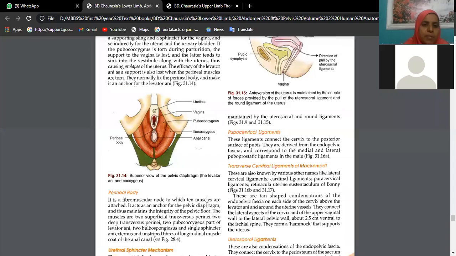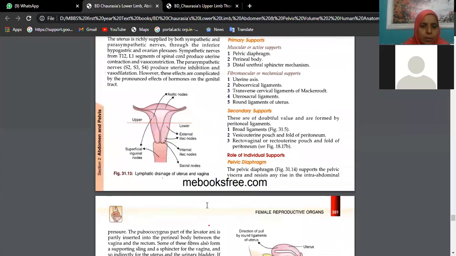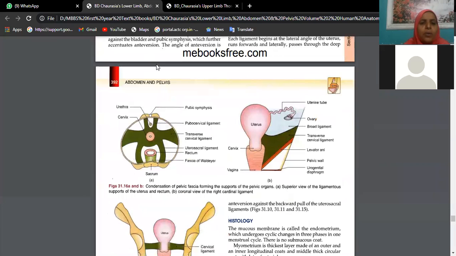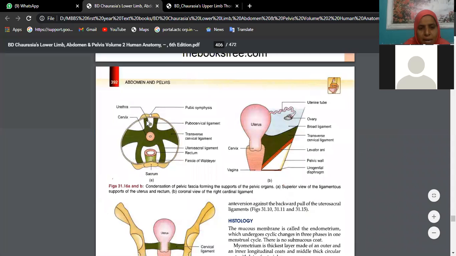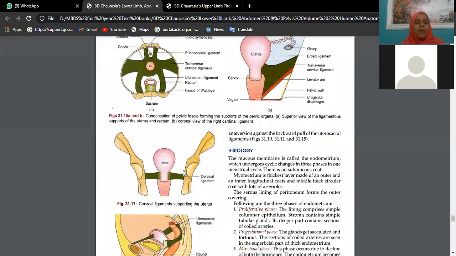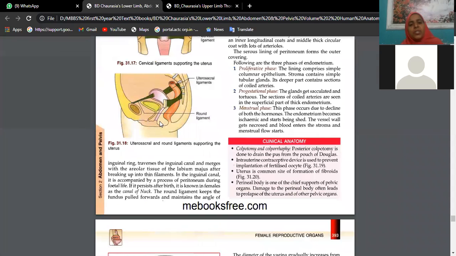See here, these are the ligaments that we have. Okay, this is the cervix. Anteriorly you find the pubocervical ligament, laterally the transverse cervical ligament, and from behind the uterosacral ligament. These are the supports of the uterus. Apart from that, we have the perineal body and pelvic diaphragm. These are the true supports which hold the uterus in position. So these are all the questions we have from the abdomen.